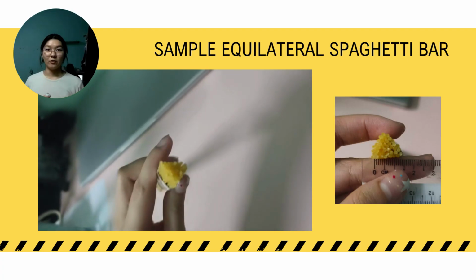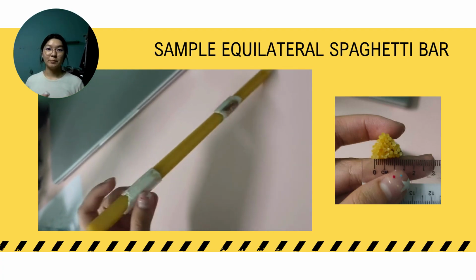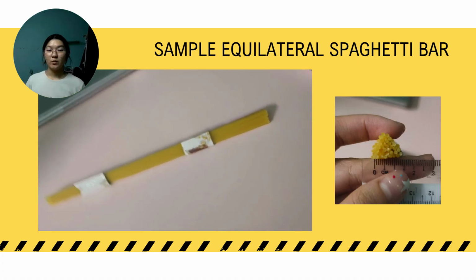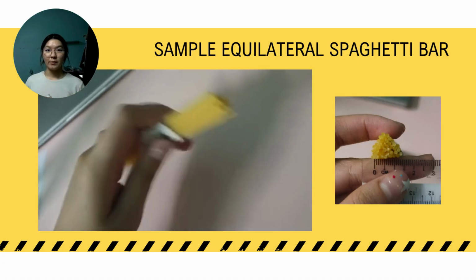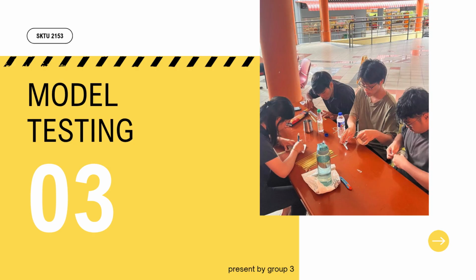This is the first sample bar we have done before the final one. Due to the special properties of the spaghetti bar, we decided to use a thin cardboard to shape it into an equilateral triangle.